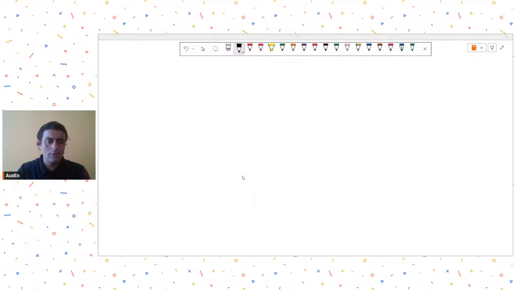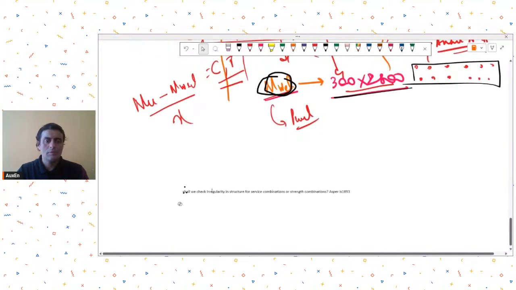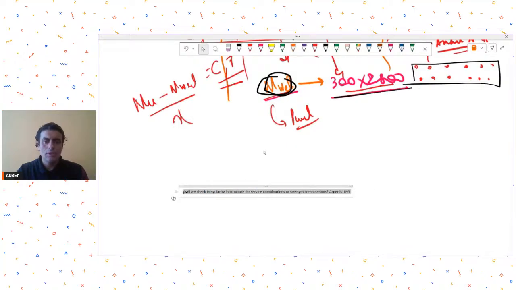Then we move on to the next question. So these are next set of questions asked by Engineer Rishabh Thakre. He is from Mumbai and he is a working professional. He is asking, shall we check irregularity in structure for service combinations or strength combinations?